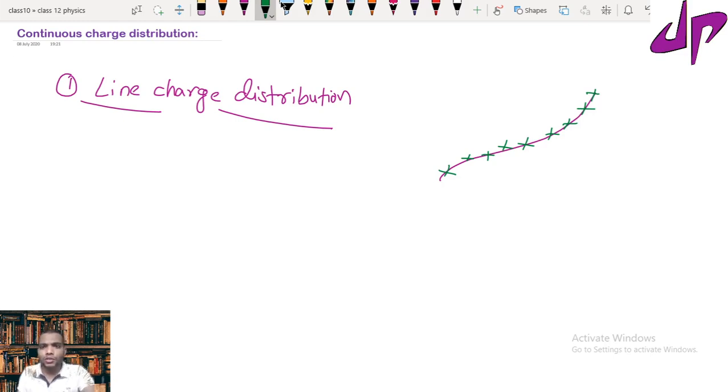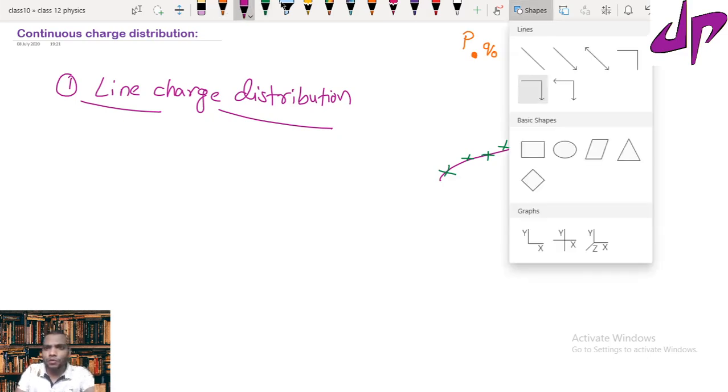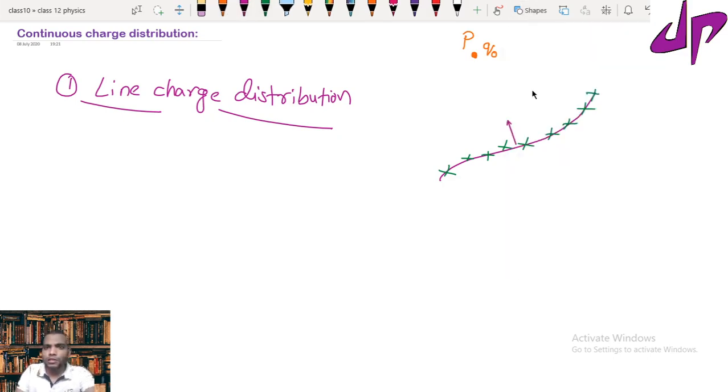Now our task is to find the force due to this line charge distribution or due to this object. Suppose I take a point P here. For imagination, if I bring a test charge Q naught right there, I would like to find what is the electric force due to this object here. The distance between them, let it be R.